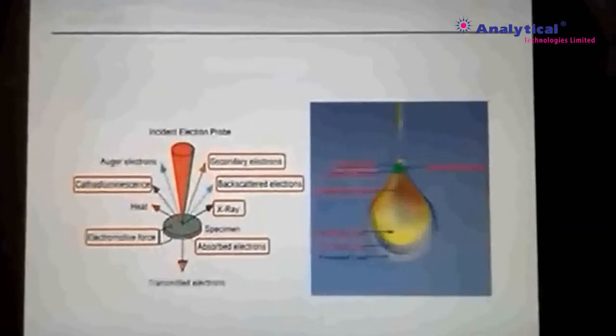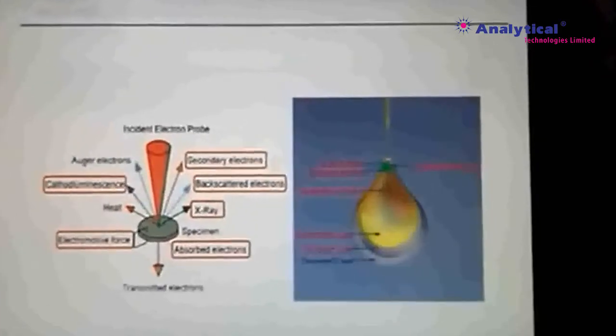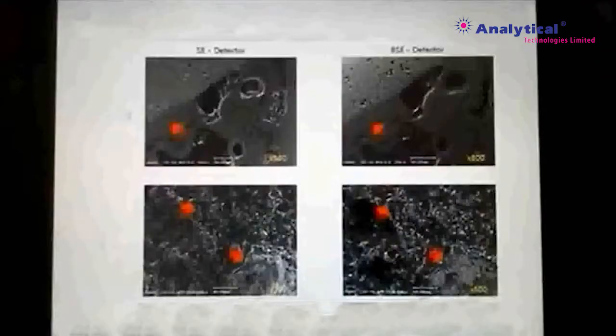When the electron beam collides with the sample, various signals occur. In an electron microscope, we collect the SE, also known as secondary electron, to observe the film. By using such secondary electrons, we can observe the basic form of the sample and the surface condition.